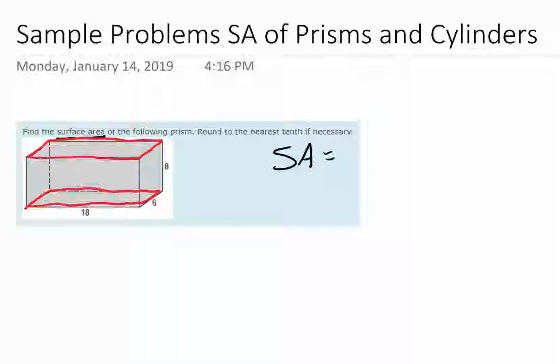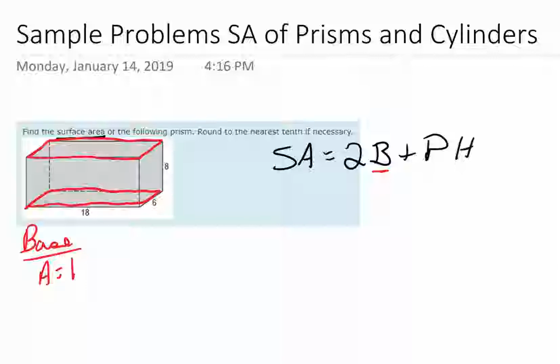Surface area of a prism is 2 times the area of the bases plus the perimeter of the base times the height. So to start off with, the first piece that I'm missing is the area of the base. The base is a rectangle, so I need to find the area. Area of a rectangle is base times height. So that would be 18 times 6, which gives me 108.